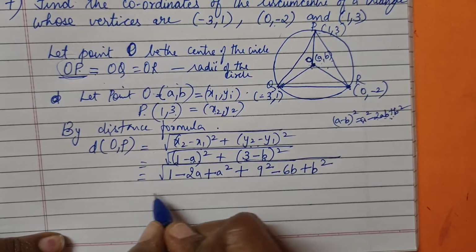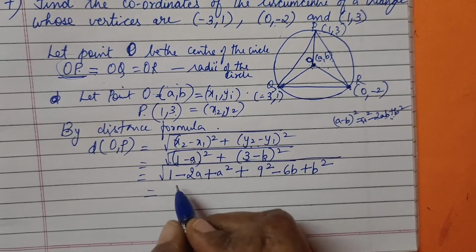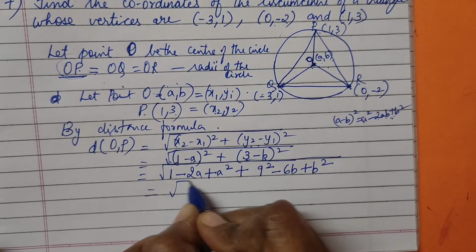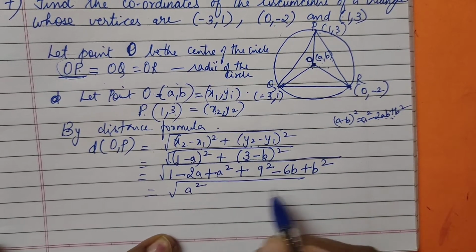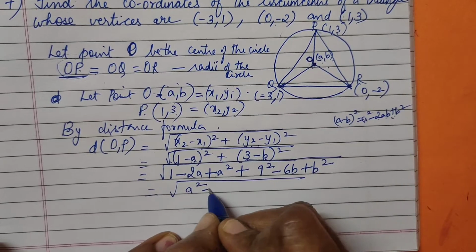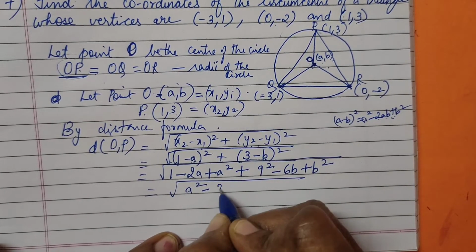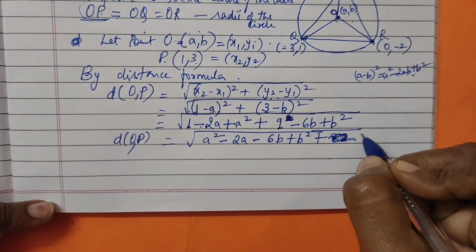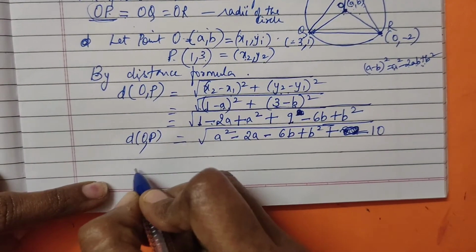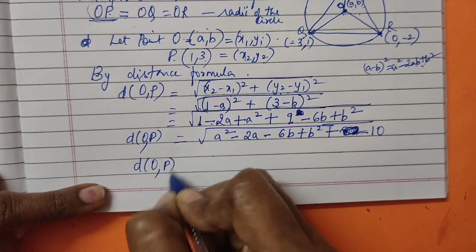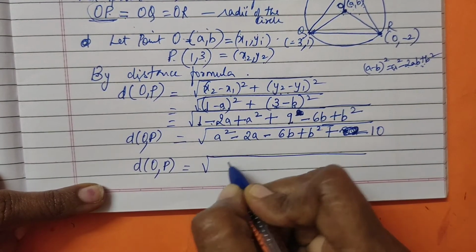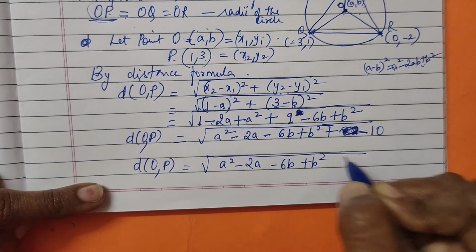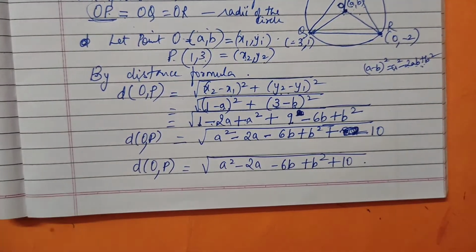Got it? Yes. Now what I'm going to do is add the numbers, and first I'll put a square here, then minus 2a. Then 9 plus 1, you will get 10. So for the distance OP we cannot do anything further. We will keep it as it is: a square minus 2a minus 6b plus b square plus 10 here. Okay, let it be this one.